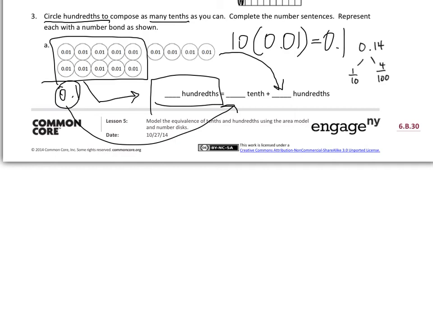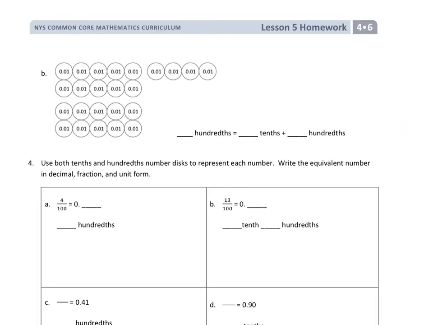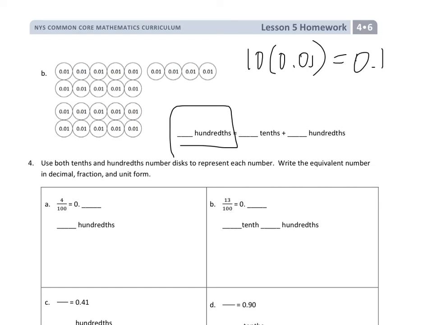The last thing that they should do, and it's done for them in part A, is write the decimal. And then from the decimal, they're going to create the number bond. Same for part B. They're going to first count up all the hundredths. That number is going to go here. Then they're going to circle groups of 10. Anytime they circle 10 of the hundredths, they should exchange those in for one disc worth 1/10.